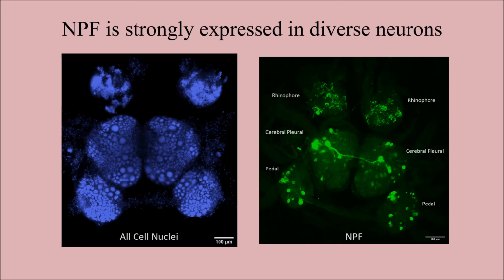So you can see more of what I'm talking about with the brain on the left, which has been stained for all cell nuclei. We can clearly see that neuropeptide F is expressed in all major ganglia, the rhinophore, cerebral pleural, and pedal. The arrows point towards 4 neurons in the cerebral pleural that have the highest expression of neuropeptide F. This is because they have the most fluorescence.